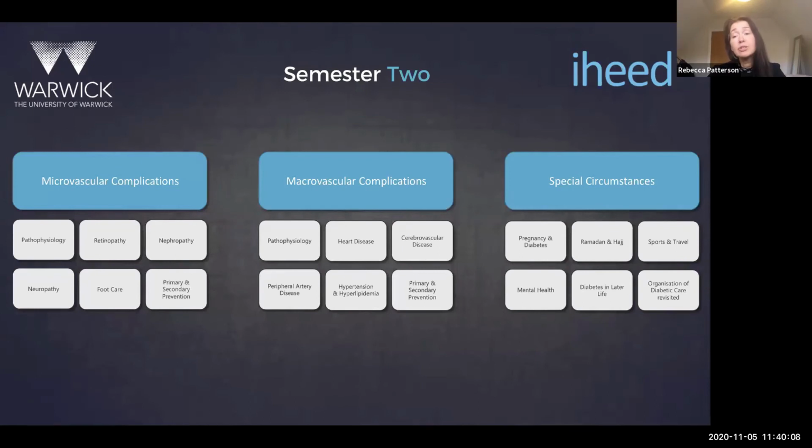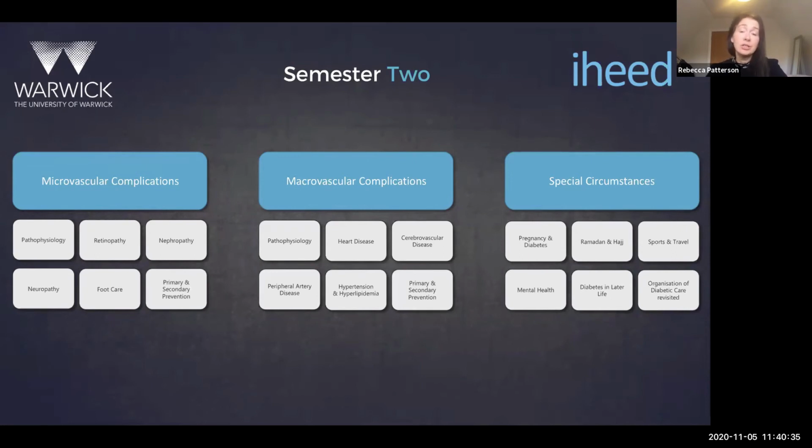And finally, we finish off the last module of the postgraduate diploma, which is special circumstances, and this is nuanced for particular regions. In Malaysia, we would spend a lot of time looking at Ramadan and Hajj and the repercussions of religious fasting for a patient living with diabetes in terms of hypo and hyperglycemia, and how to prepare in advance for a religious fasting season.